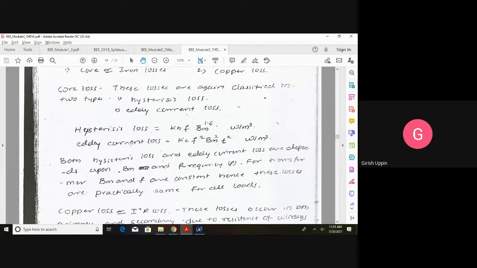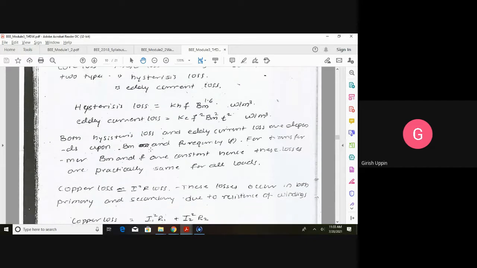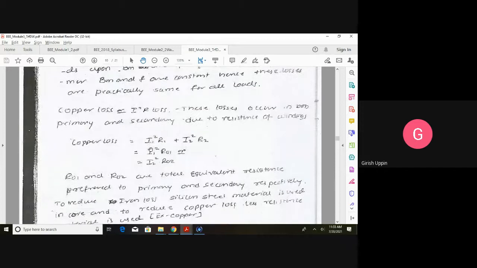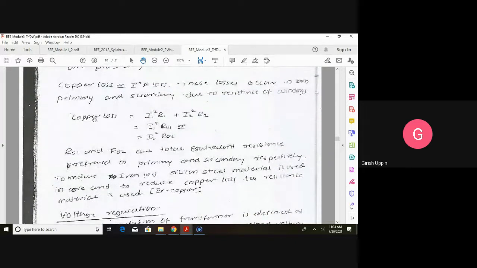The core or iron loss is the sum of hysteresis loss and eddy current loss. That is why it is constant. Core loss or iron loss for a given transformer will not change, it will remain constant. However, the copper loss, which is an I square R loss, will change. How do we represent the copper loss? Copper loss is equal to I square R loss on the primary side plus I square R loss on the secondary side. R1 is the resistance of the primary winding, R2 is the resistance of the secondary winding.